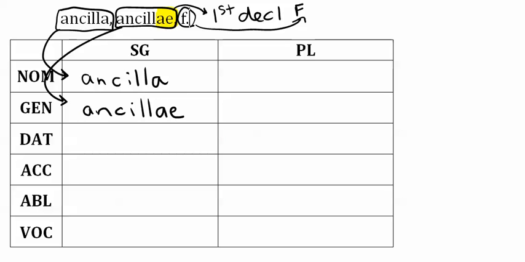Here I am again. I just looked at my first declension chart, and that told me that the nominative singular was also the vocative singular. So I'm going to copy the nominative singular, ancilla, exactly as it appears here, into the vocative singular box down here. Now I'm ready for step number 3.